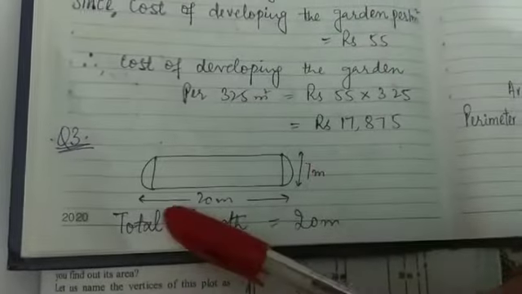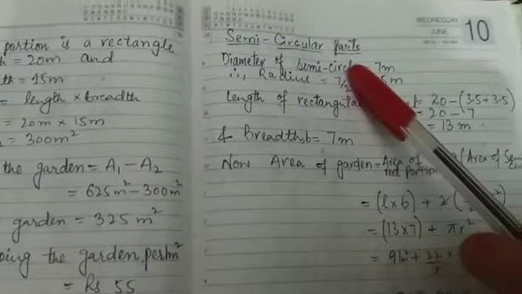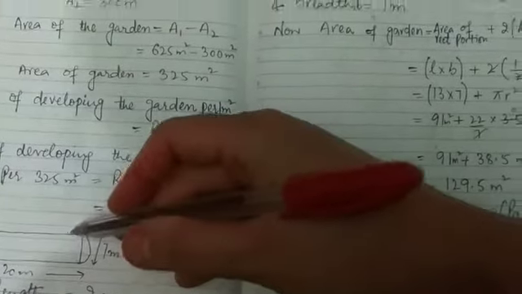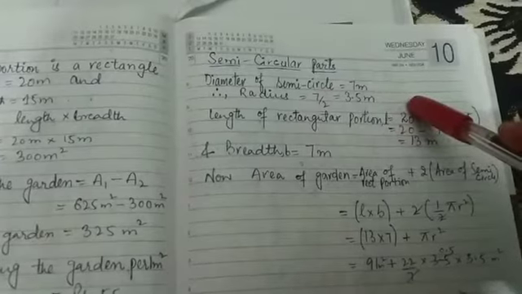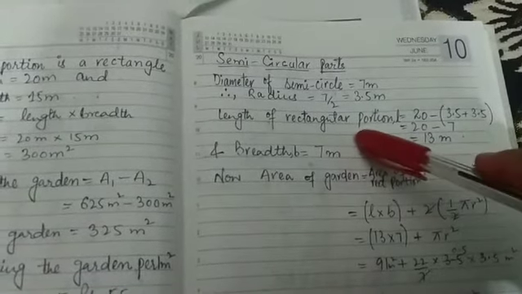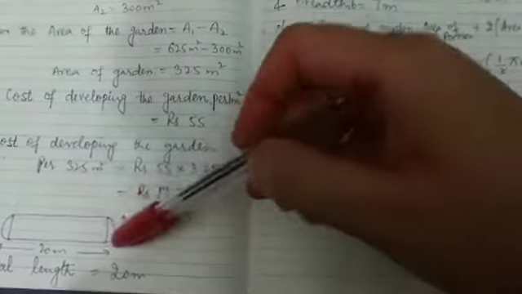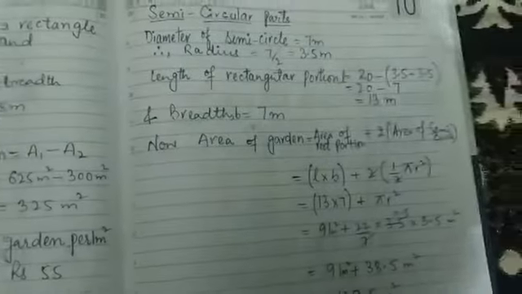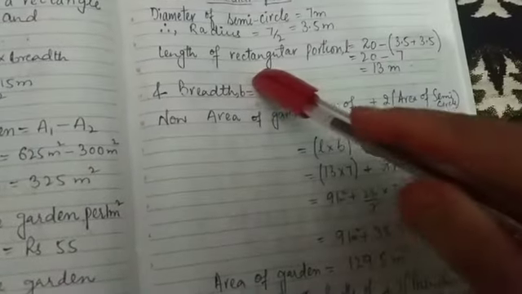This is the diagram. So the total length is 20 meters. Okay, and for the semicircular part, the diameter is 7 meters, right? So I have to find the radius, so that will be 7/2, that is 3.5 meters. Now the length of the rectangular portion: what will it be? That will be 20 minus 3.5 minus 3.5, that means 20 minus 7, that is 13 meters. This is the length of the rectangle.